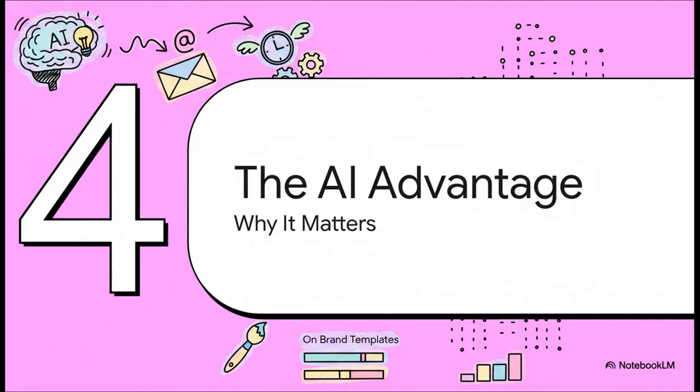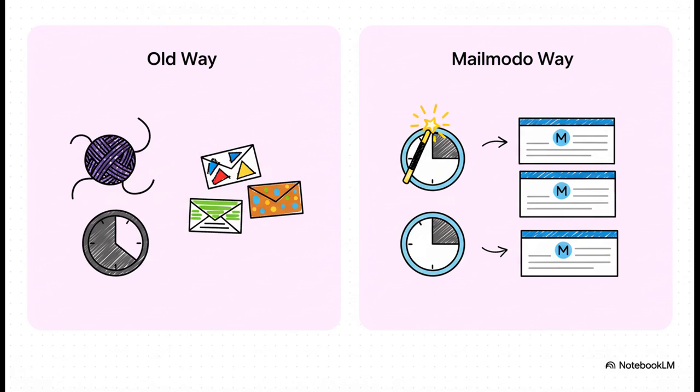So what does this all actually mean for you as a marketer? Well, it's not just about saving a bit of time. It's about fundamentally changing how you create emails. This is a huge leap forward, and here's why. It's like the difference between walking and flying. The old way is that slow, manual journey where it's easy to get off track. The Mailmodo way, that's a direct flight to your destination first class. It's faster, it's consistent, and frankly, it's just a whole lot more fun.